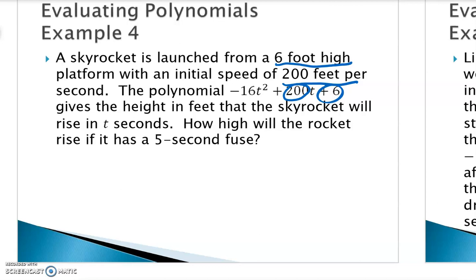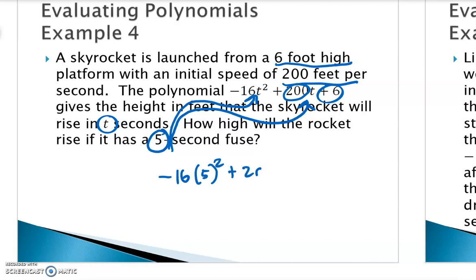Okay, so t seconds, right? How high will the skyrocket rise in t seconds? So with a 5-second fuse, we're going to plug that value in for t, because that represents time, and that's going to tell us how high the rocket is going to be with a 5-second fuse. So negative 16 times 5 squared. 5 is just taking the place of t, plus 200 times 5, taking the place of t, plus 6.